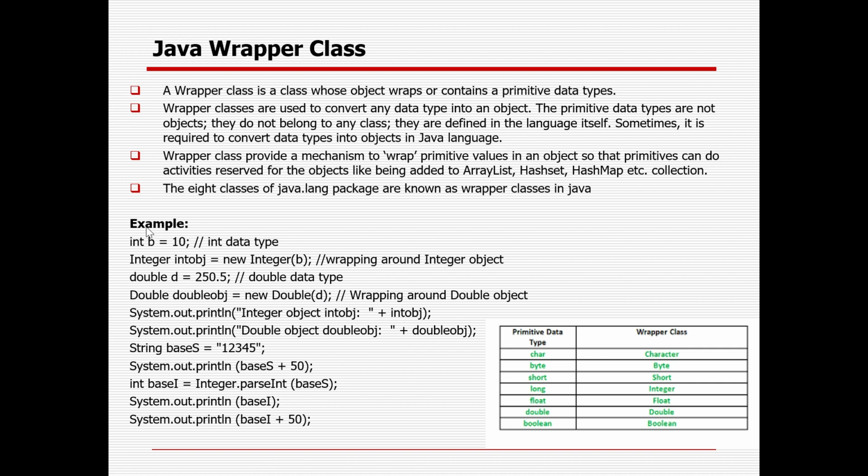So there is a mechanism available called wrapper class, through which you can convert those primitive data types into the relevant wrapper class object. A wrapper class provides a mechanism to wrap primitive values into an object, so that the primitive can do activities reserved for objects, like ArrayList, HashSet, LinkedList, HashMap, TreeMap, etc. There are 8 classes of java.lang package known as wrapper classes in Java. For everything there will be a wrapper class. For int it will be Integer, for char it will be Character, byte, Byte, boolean, Boolean, like that.